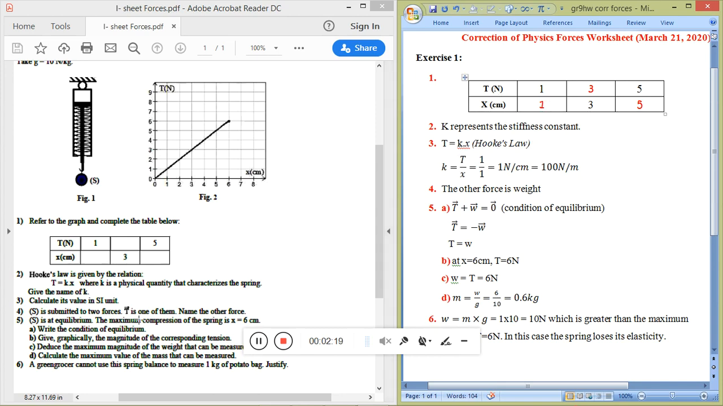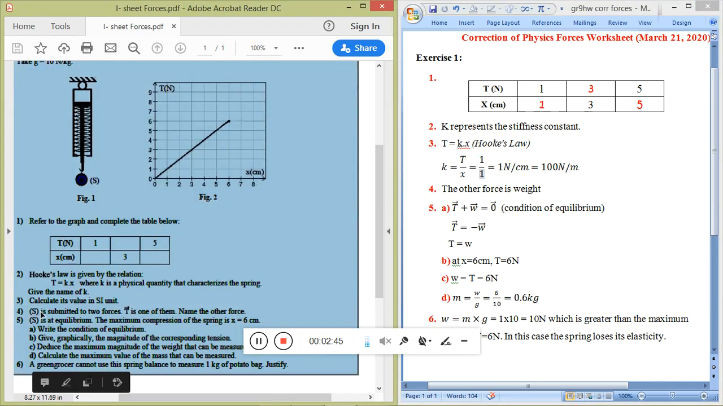We are asked to calculate it in SI units. So to convert from newton per centimeter to newton per meter, we multiply by 100. We can also solve this again by converting the compression into meters. It will be 1 over 0.01, which is 100 newtons per meter as the answer.